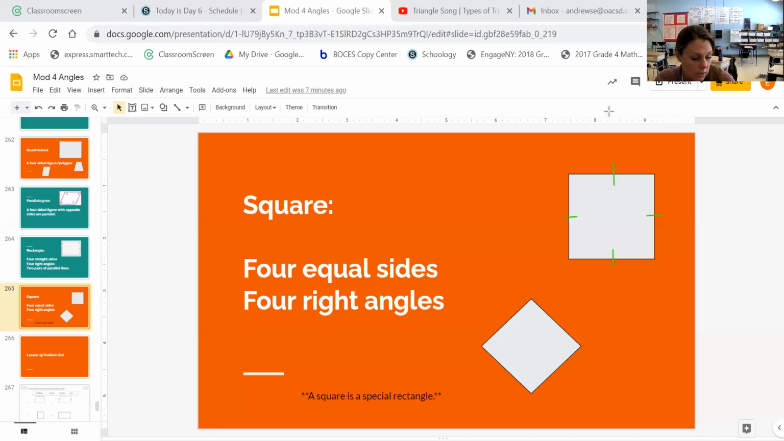So we know that a square is really a special rectangle. So a square is a rectangle, but a rectangle is not a square. Okay, that's something you need to remember. You want to make sure you take a picture of this so you have it in your notes.